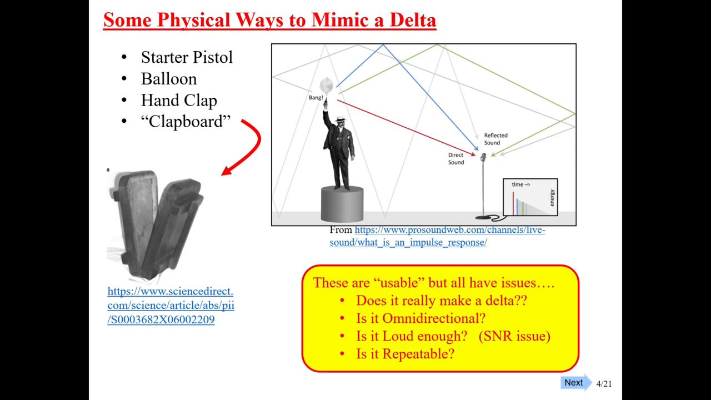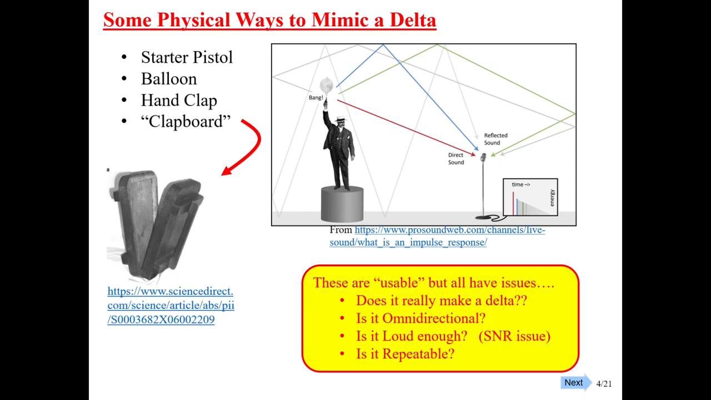So do they really make a delta function? Or said another way, if you were to just measure the spectrum of that signal, is it flat? And is the sound going out in all directions? And can we make it loud enough? So starter pistol, yeah. Clapboard, maybe. Hand clap, I don't know. You've got sounds in the room from the HVAC system, so you've got to get loud enough to compete with that. And then a big part is, is it repeatable?